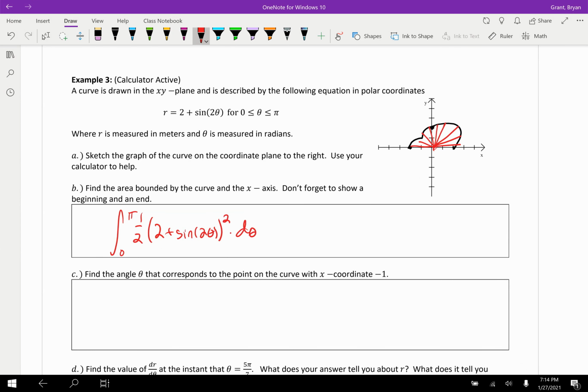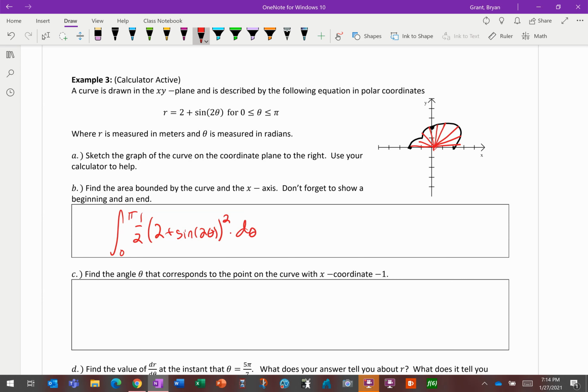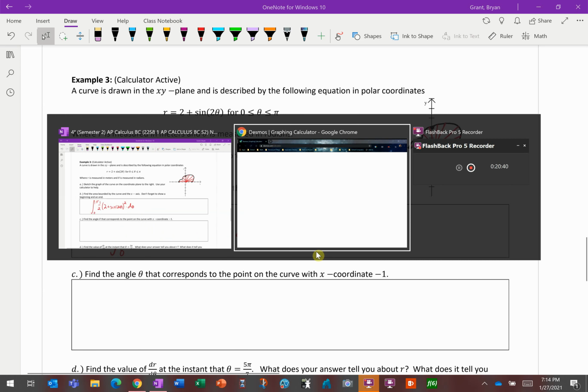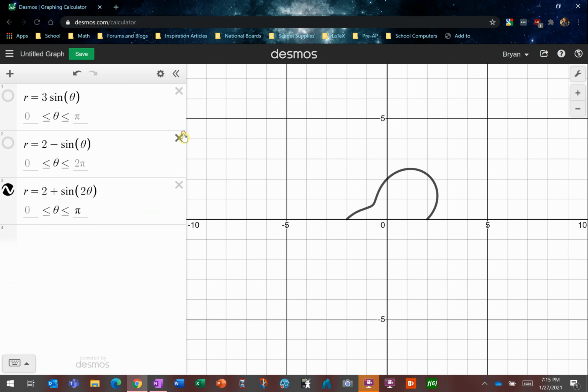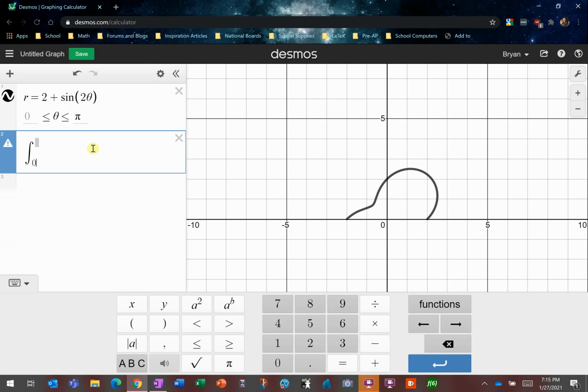Nice. They did say find the area, though, so you will need to use your graphing calculator to actually come up with the area for this one. So make sure you try that out. You could multiply it all out, but that sounds terrible. I'm just going to, again, stick with Desmos just because I think it's a little bit more clear. You should use your calculator, though. So here we go. It's the integral from 0 to pi of 1/2, (2 plus sine of 2 theta) squared d theta. Don't forget you can use x as well.